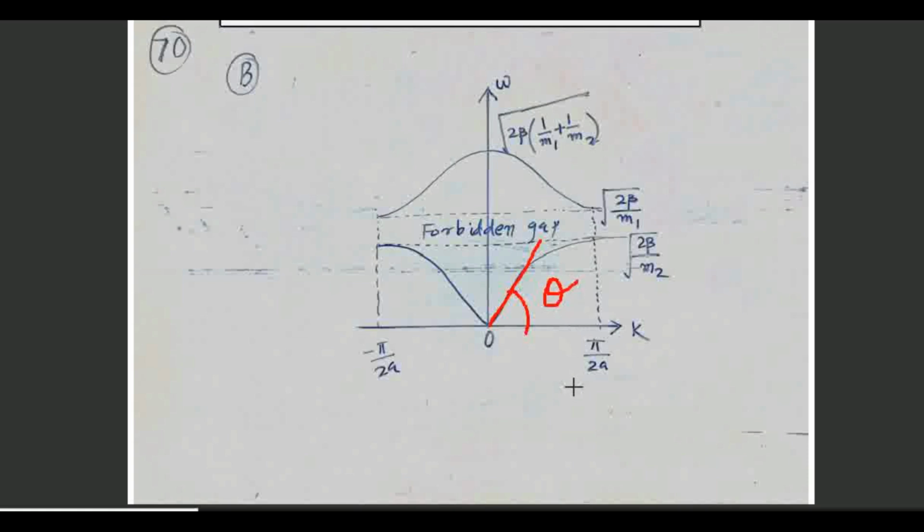When this graph is like this, and the k axis is like this, okay, this is the k axis, then we can say that this graph is parallel to the k axis. But as it is making some angle, that means it is not parallel. Okay, now see the second case.